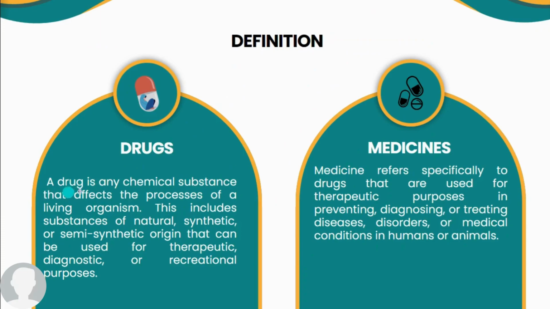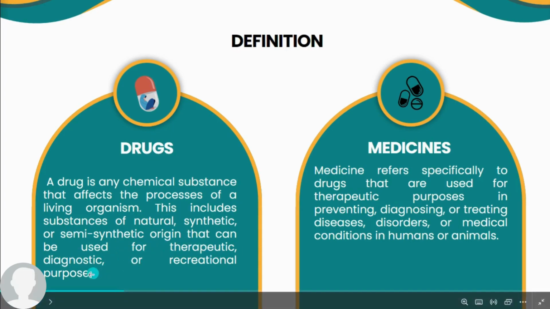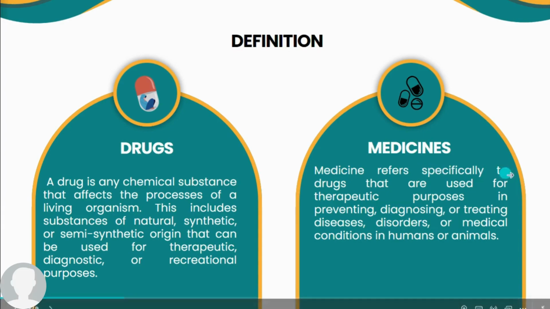Definition: drugs. A drug is any chemical substance that affects the processes of a living organism. This includes substances of natural, synthetic, or semi-synthetic origin that can be used for therapeutic, diagnostic, or recreational purposes. While medicines refer specifically to drugs that are used for therapeutic purposes in preventing, diagnosing, or treating diseases, disorders, or medical conditions in humans or animals.